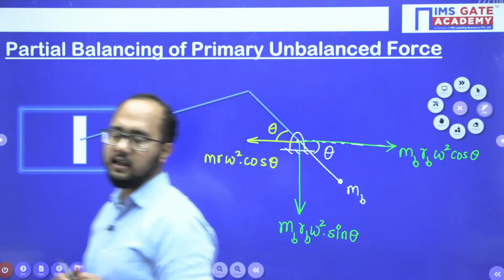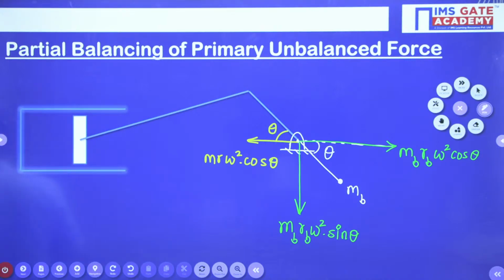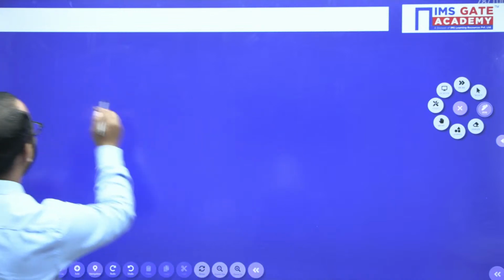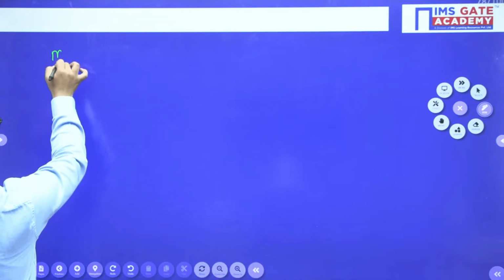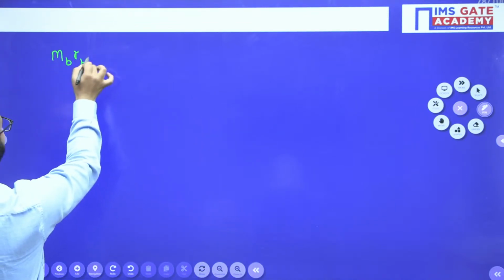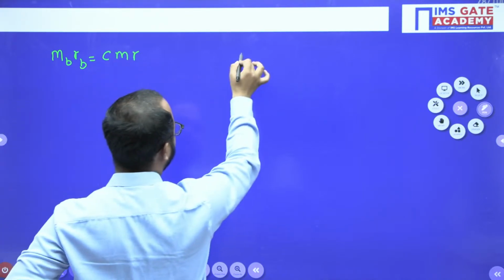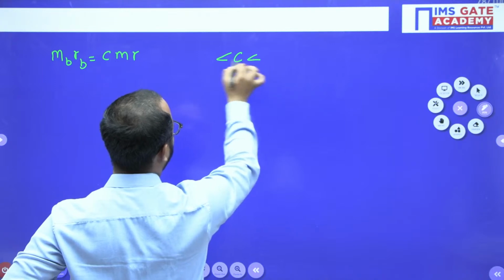Are you getting this point? Yes or no? That will be known as the hammer blow, the maximum value of this vertical force, right everyone? Okay, yes or no, please tell me. Right, now see, your m_B r_B will be equal to C times m r, and your C will have a value from 0 to 1.